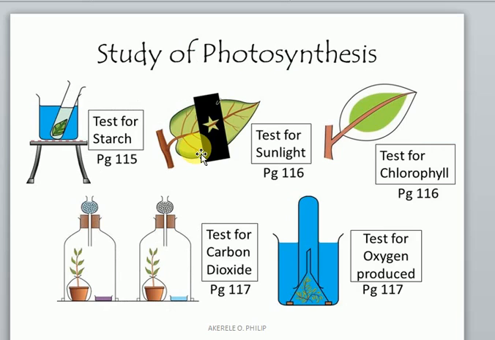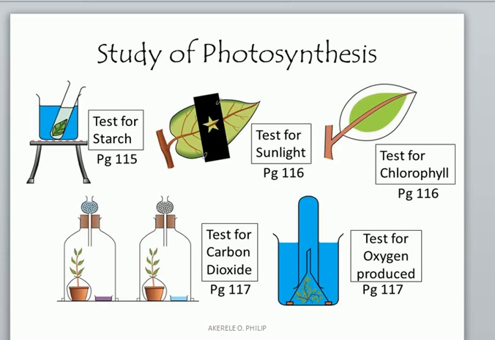This side will turn blue black, this third shaped part will turn blue black, this will turn blue black, but this other part will not turn blue black. Why? Because the part has been covered, so sunlight couldn't reach it, so photosynthesis did not take place. So that is to ascertain the fact that sunlight is essential for photosynthesis to take place.